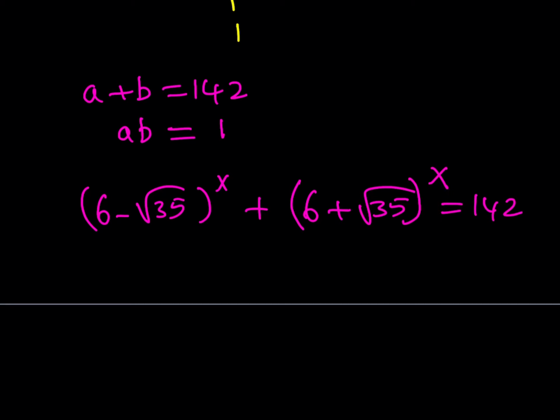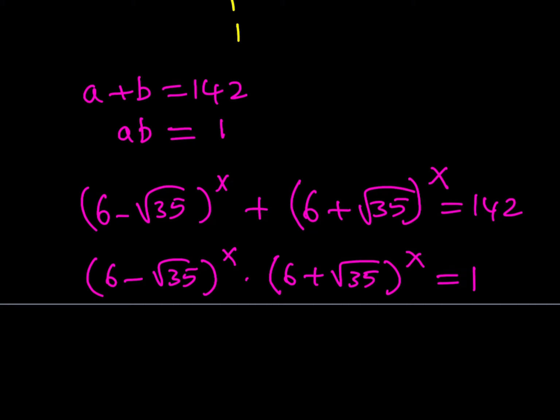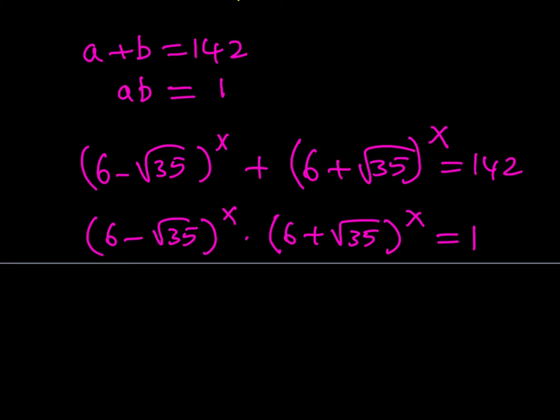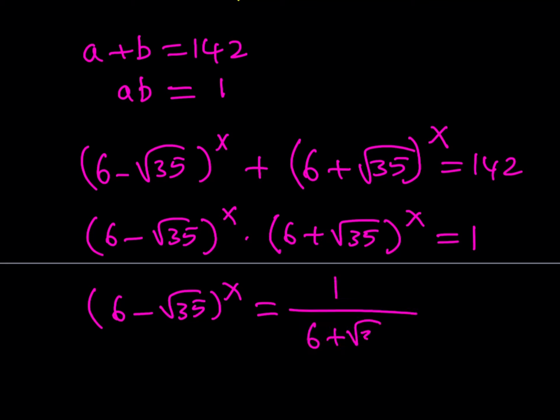Okay, cool. Now, since their product is 1, let me write that one more time. This times this is equal to 1, as you see. We use the conjugates, right? Okay, this is equal to 1. So what I can do is write the first one in terms of the second one. If you divide both sides by the second expression in the product, you can write the first one as 1 over (6 plus square root of 35) to the power x. There you go. So how does that help us?